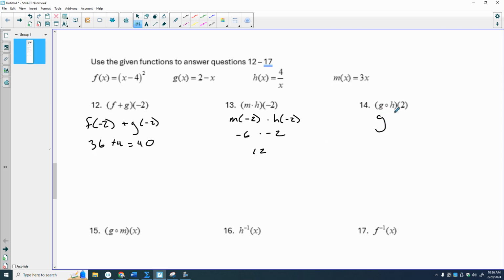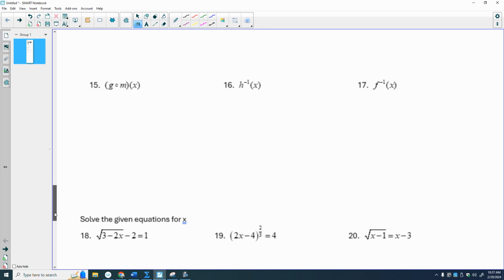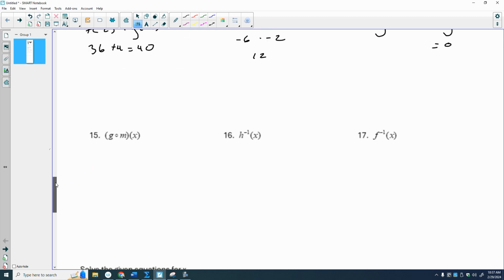This is the same thing as this. So I multiply, or not multiply, I insert 2 into h. 4 divided by 2 is 2, so this is now g of 2. Put in 2 into my g equation. 2 minus 2 is 0. All right, 15. Well, I need my functions.